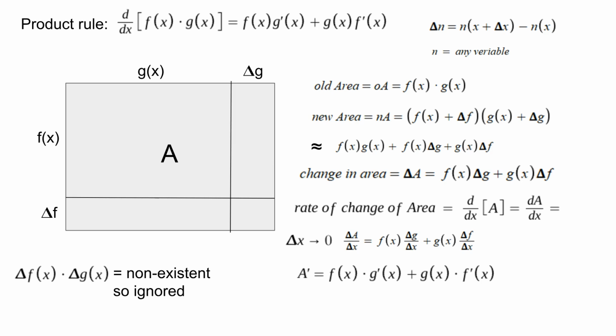Now, to find the derivative of this area, we need to take the rate of change of area equation and divide it all by change in x, and simultaneously put change in x to 0 to get the derivative.